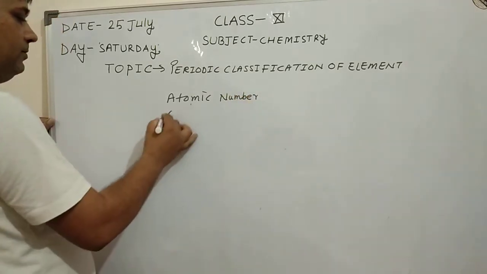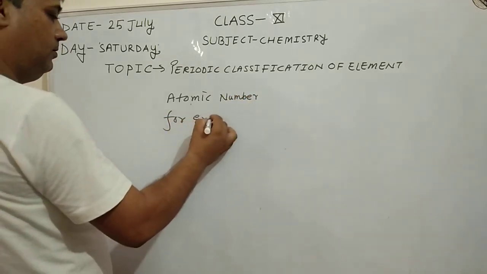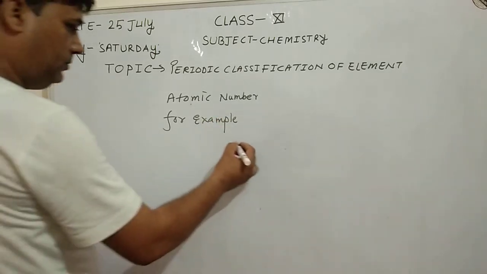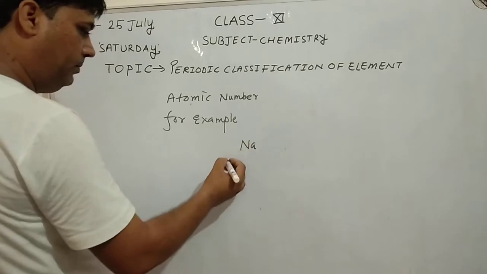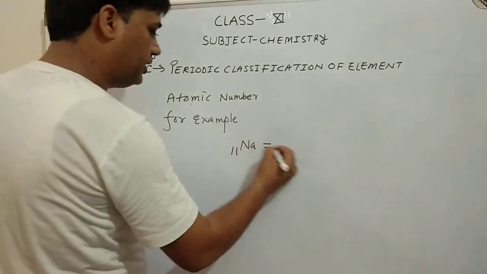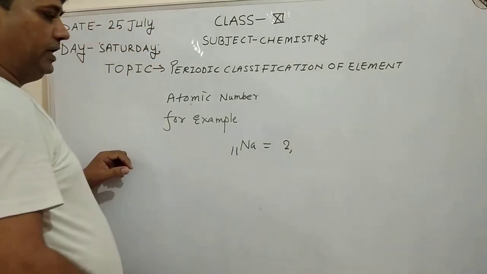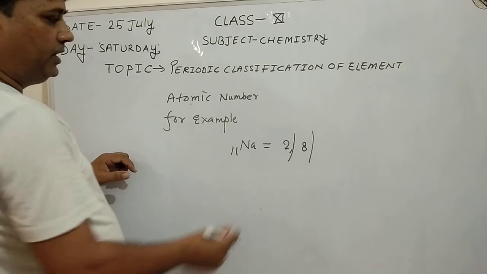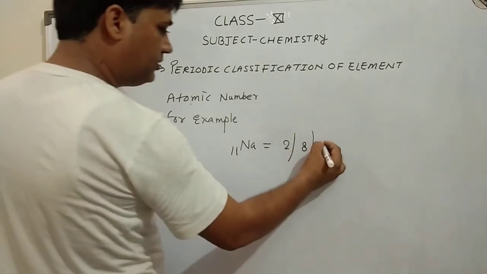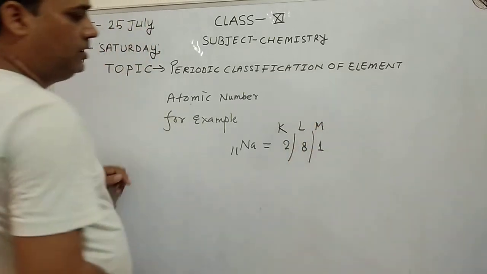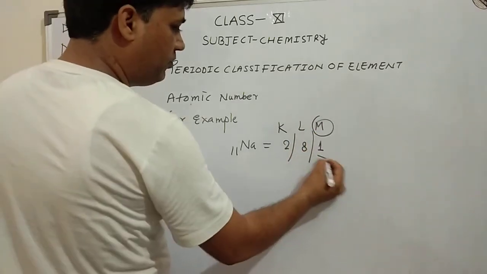For example, sodium, its atomic number is 11. How can we write the electronic configuration? The first shell contains 2 electrons, the second shell contains 8 electrons, and the remaining electron is 1. This is K, L and M. The M shell is known as the valence shell.